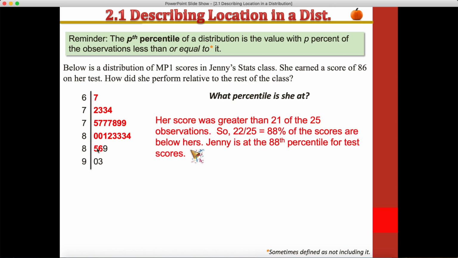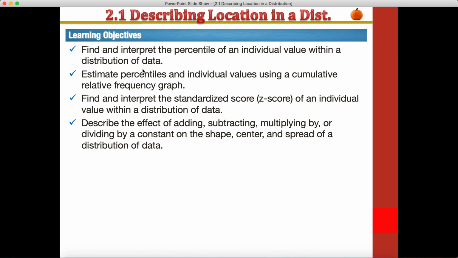Well, we can count backwards and count down from 25 and see that her score was greater than 21 of the 25 observations. So she is greater than or equal to 22 out of the 25 people, which puts her at the 88th percentile. Good job, Jenny.